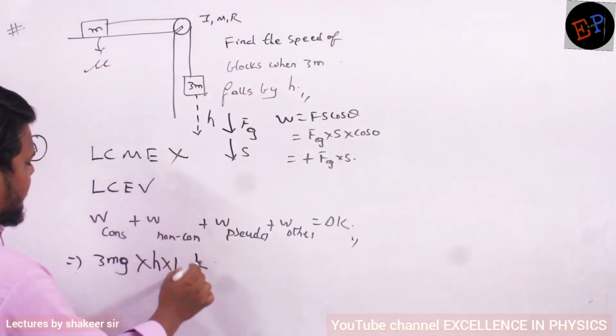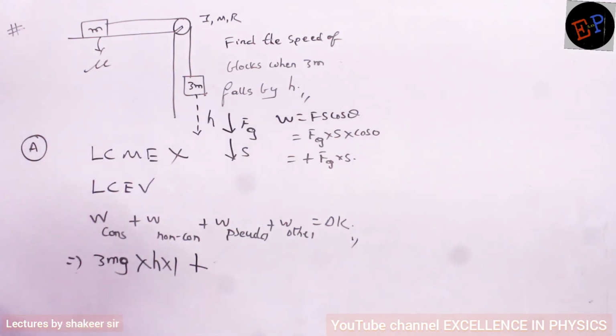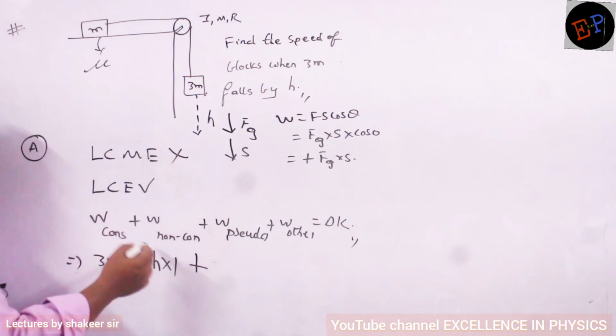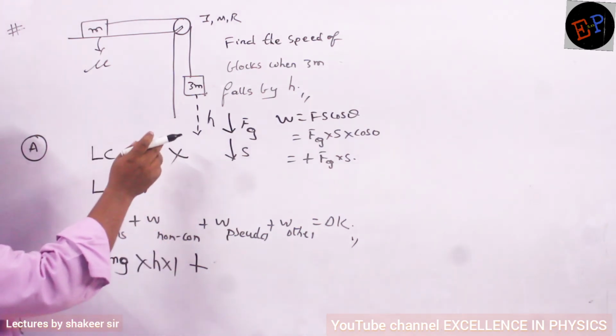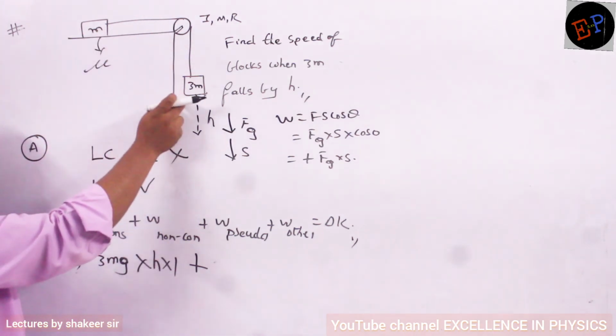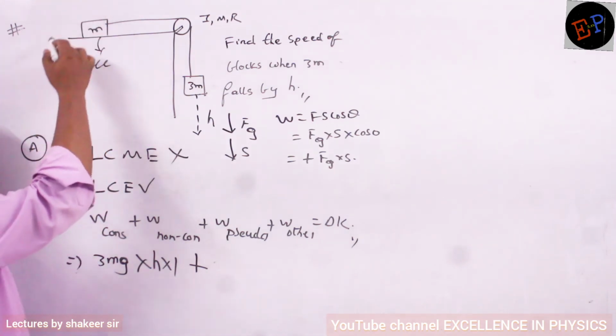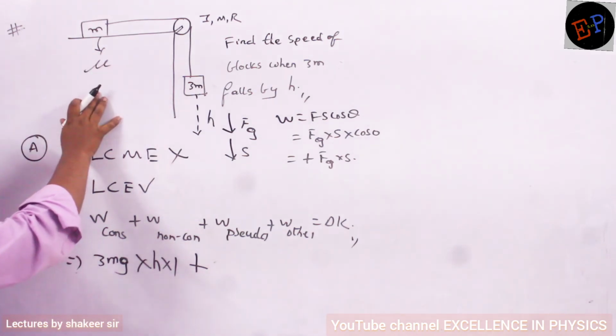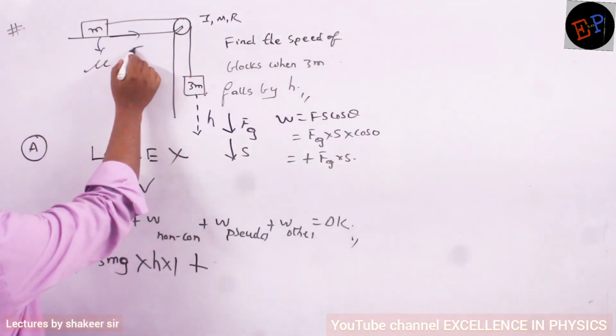And work done by the non-conservative force. Non-conservative force is what here? Friction. So work done by friction, first of all, friction is doing work on which body? This body, this body, or this body? Work is done by friction on this body. Positive work or negative work? Negative work. Friction will do negative work in this condition because the displacement is in this direction, no?